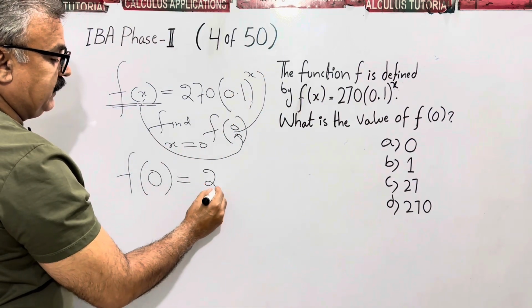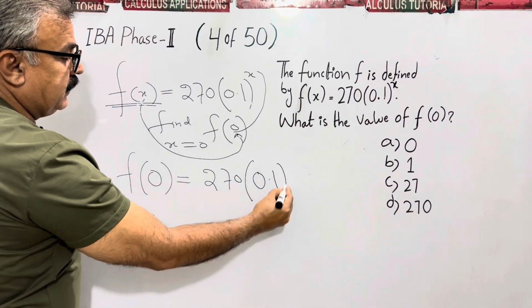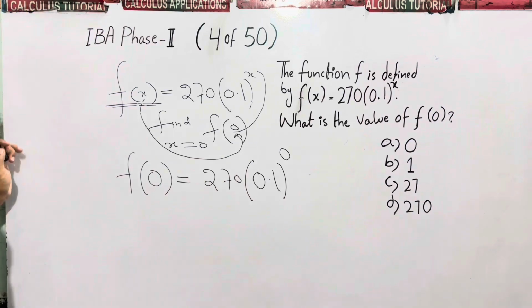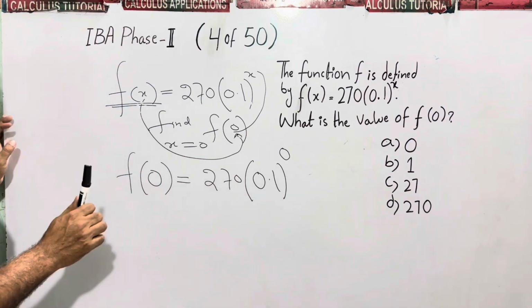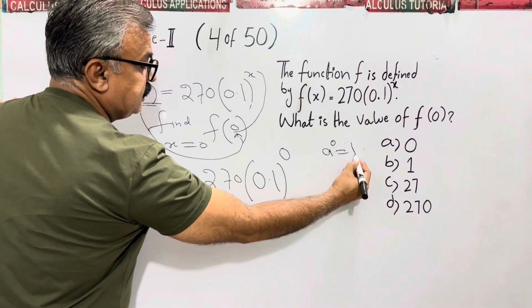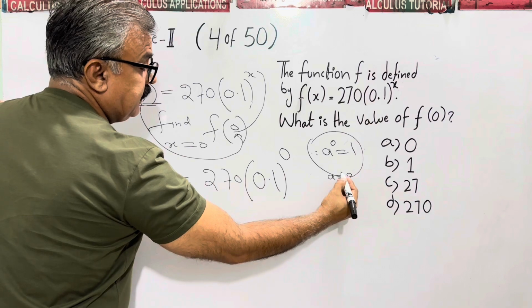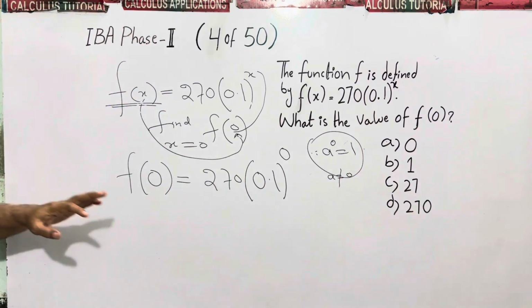It's equal to 70 times 0.1 raised to the power 0. Any non-zero quantity raised to the power 0 is equal to 1. That's the rule: non-zero, where a does not equal 0.